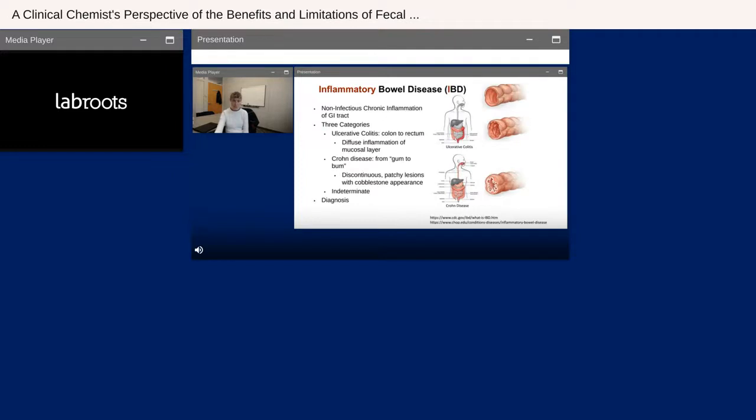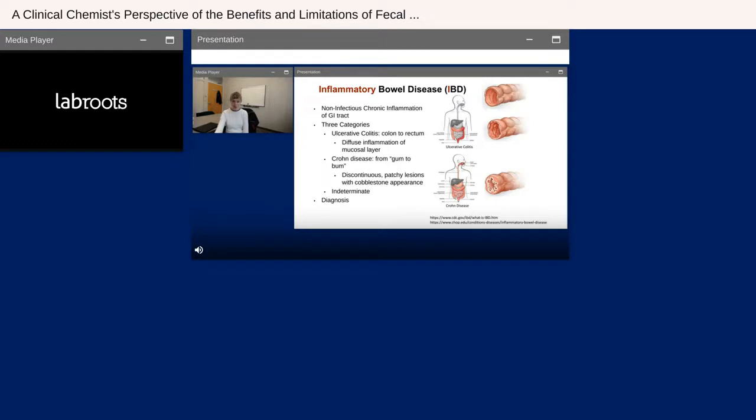For inflammatory bowel disease, IBD, you might guess that calprotectin is elevated because it has an inflammation component, which is correct. IBD is a non-infectious chronic inflammation of the GI tract. So the immune system is activated for a variety of different reasons, and it's attacking the gut, and so there's inflammation present. And with IBD, the clinicians diagnose these into three different categories.